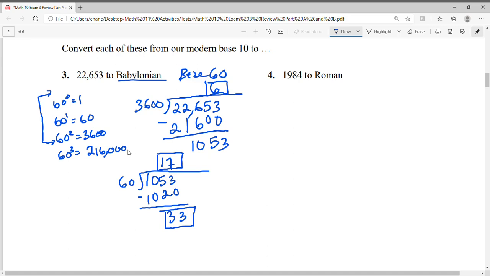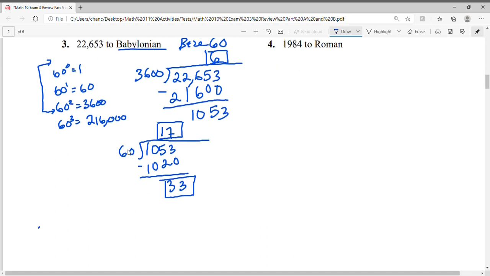Well, this says 22,653 is equivalent to 6 times 60 squared plus 17 times 60 to the first plus 33 times 60 to the 0.